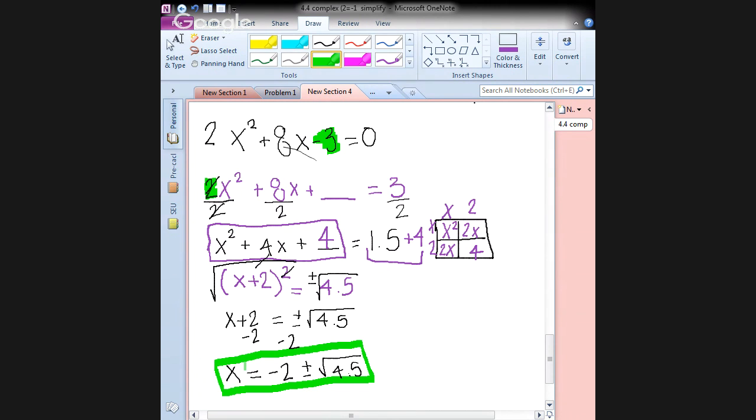Okay, so I got a question for Dewey: quadratic formula. Let me see.